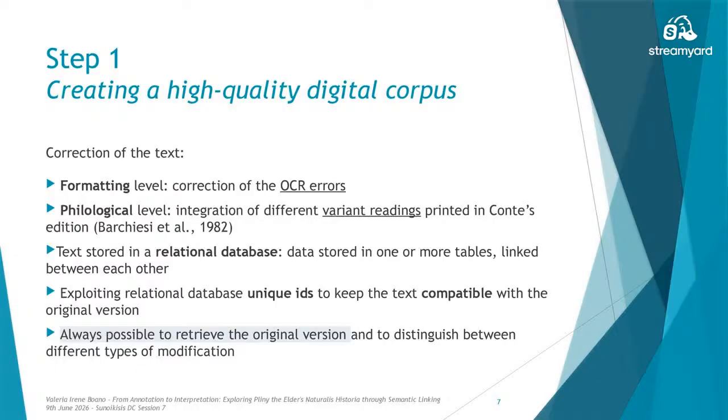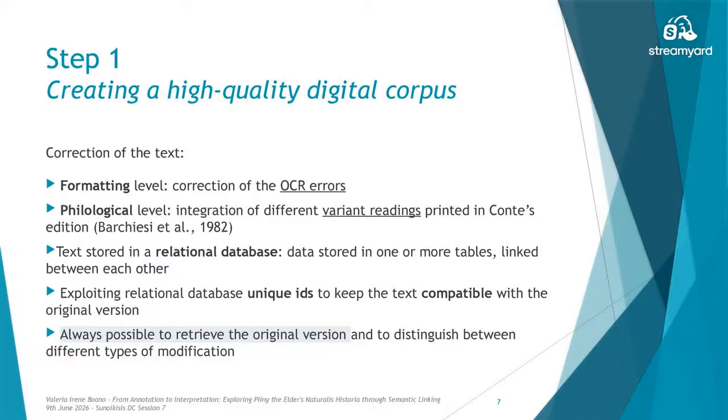So I decided to correct my text, which was not of good quality. I corrected the OCR errors, and I also integrated different variant readings in my text, variant readings coming from another critical edition, the one edited by Conte. Of course, I'm not publishing a new edition, so it was very, very important to add my modifications in such a way that made it possible to always retrieve the original version of the text.